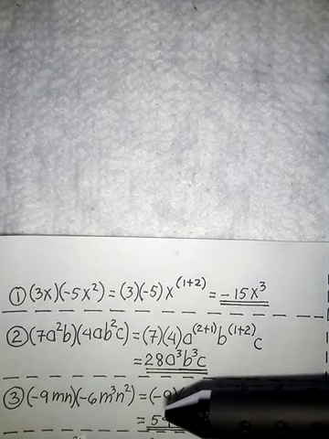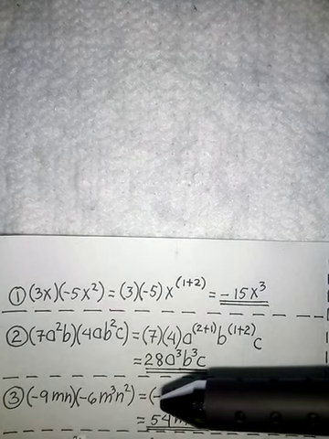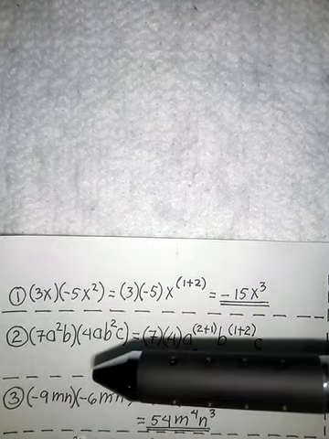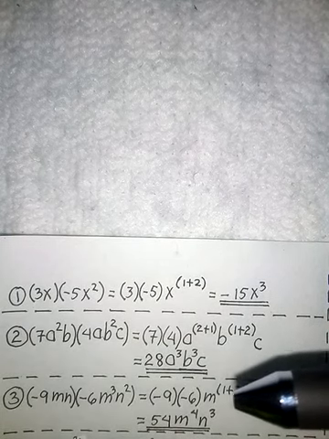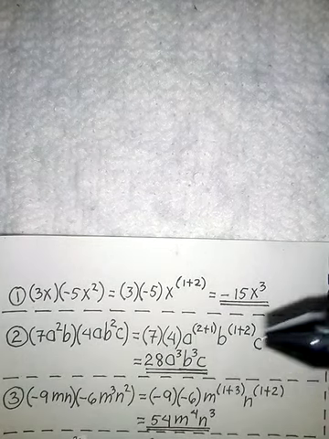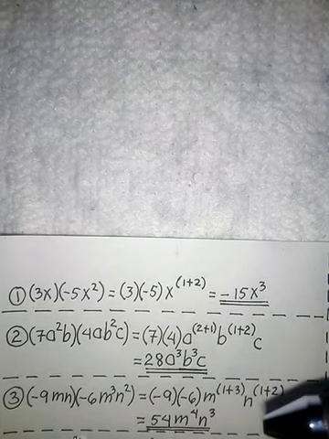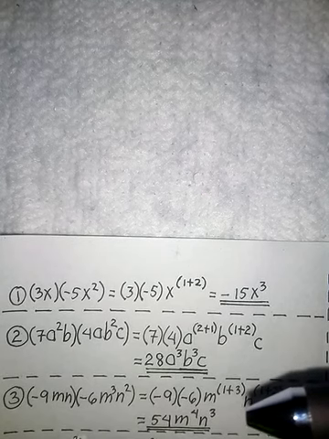Here in number 3, we have negative 9mn multiplied by negative 6m cubed n squared. Multiply first the sign. Negative times negative is positive. So, negative 9 times negative 6 is positive 54. And then the exponents. We have m with exponent 1 and here is 3. So, m, 1 plus 3 is 4, m to the 4th. And then n multiplied by n squared, we add the exponents, 1 plus 2, so n cubed. So, the final answer is 54 m to the 4th n cubed.